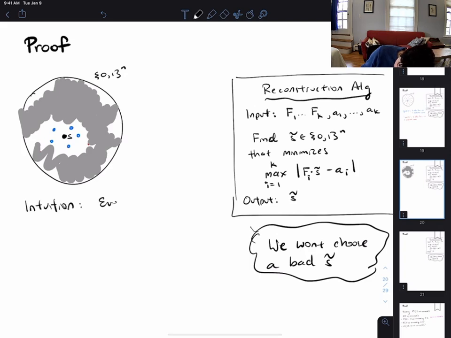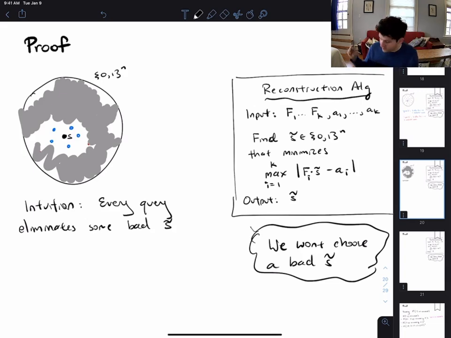So, intuition: every query eliminates some bad S tilde, and so enough queries will eliminate all of the bad S tilde. And so therefore we'll be left with a good S tilde. Okay? And in particular, an important thing to notice is that there's one kind of S that will never be eliminated.